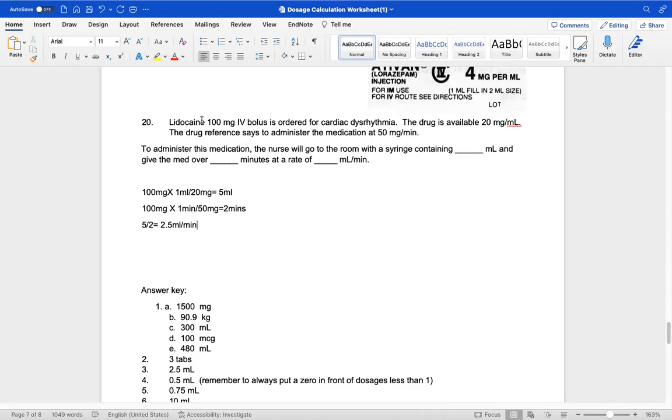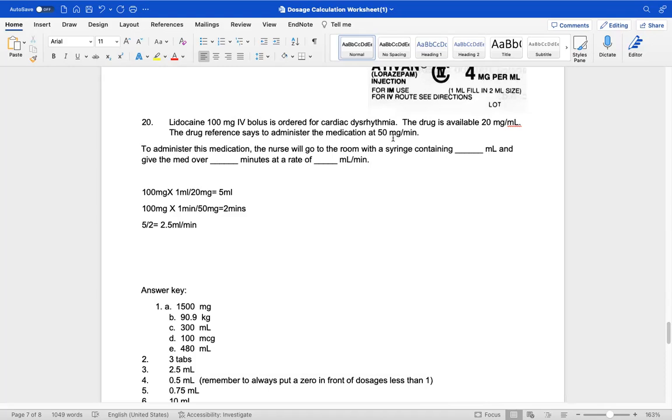We're going to take our ordered dose, that 100, put it on top here, put it out front. We're going to multiply that by what we have on hand. We have 20 milligrams per mL on hand, so we plug that in. Milligrams on bottom cancel out milligrams on top, leaving us with mL. So 100 milligrams divided by 20 milligrams, that's going to give us 5 mLs. That plugs in here. And we're going to give the med over how many minutes?